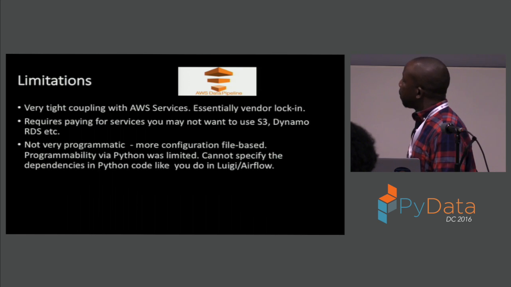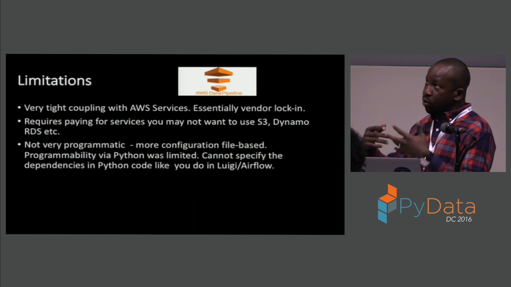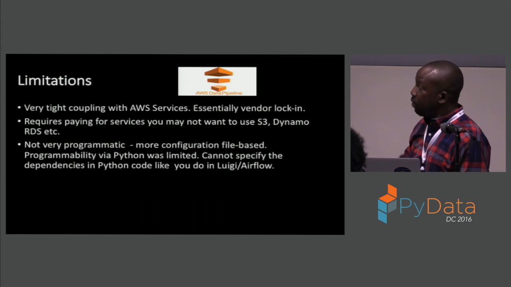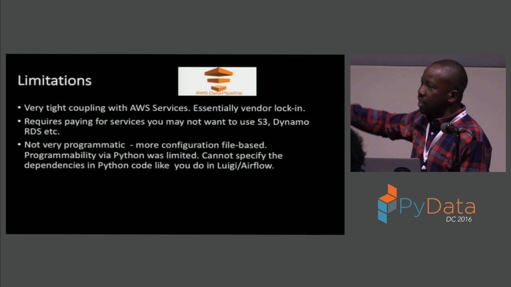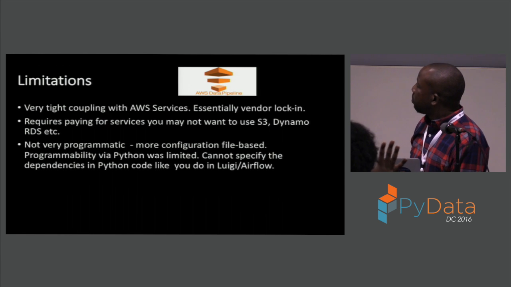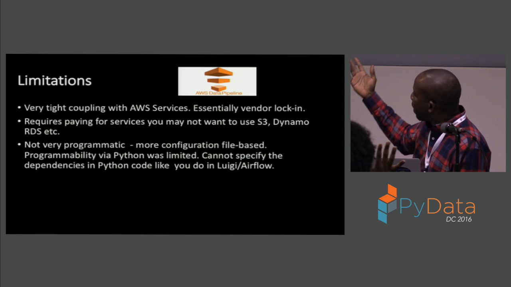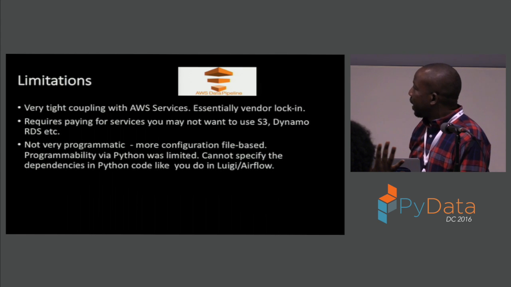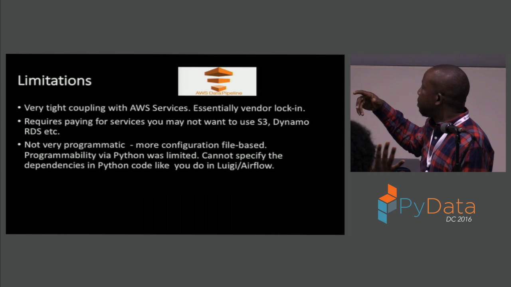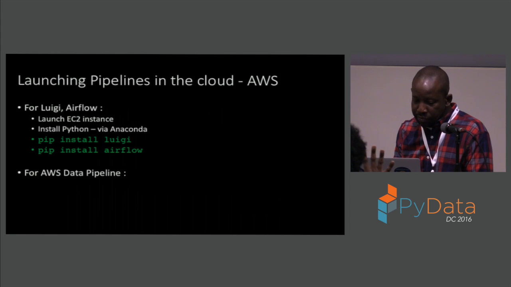Limitations: there's tight coupling with AWS services. So essentially you have vendor lock-in, right? We like to think at Capital One that we use AWS, but theoretically, hey, possibly we might want to do this on Google Compute Engine. Now if you do all this in AWS Data Pipeline, you're essentially locked in. I hate vendor lock-in. Sometimes I guess you pay for services you may not want to use, like the Dynamo example. It's not very programmatic, it's more configuration file-based. Again, you can program it, but to me, I think it's hard to do that. And I don't think you can specify dependencies in Python code as easily as you do in Luigi or Airflow.